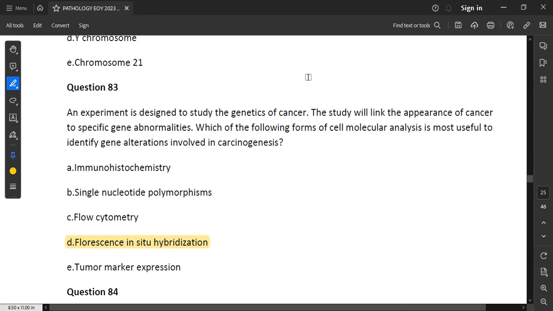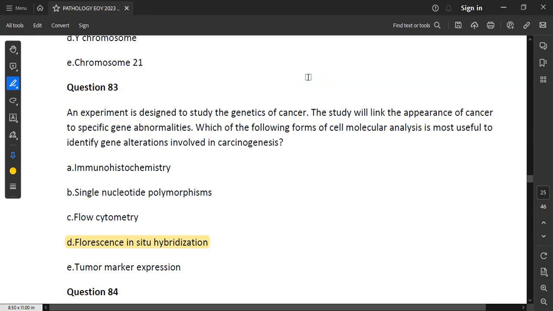Then flow cytometry, we know it deals with identification of cells based on their properties like surface proteins and cell size, those kinds of properties. So that's not a helpful answer here.